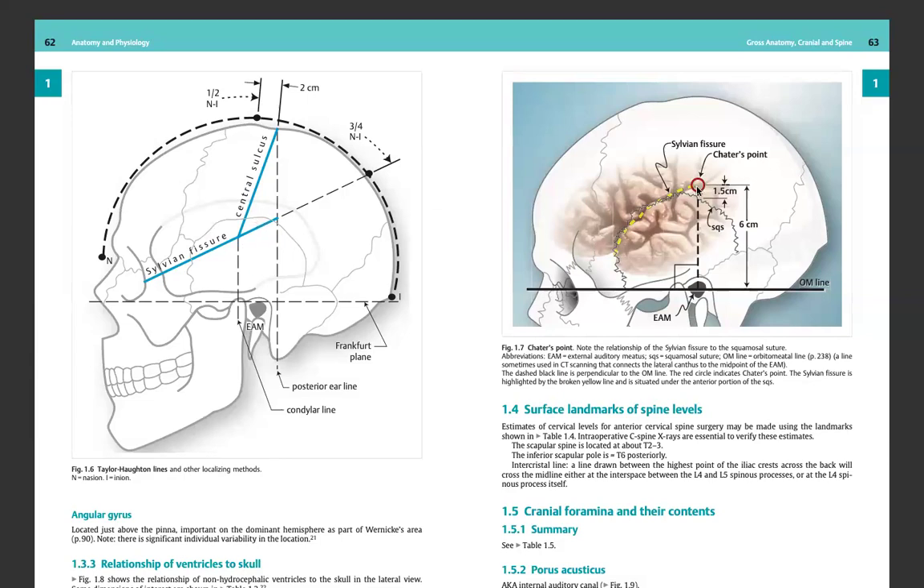So, of course, this is Chater's point here. This one here is actually Reid's baseline. That's the orbitomeatal line. And then above it, 6 cm above, and 1.5 cm above the squamosal suture. So you can see 1.5 cm above the squamosal suture. This is the squamosal suture. Here is Chater's point, and it approximates the angular gyrus, overlying the angular gyrus. Okay.